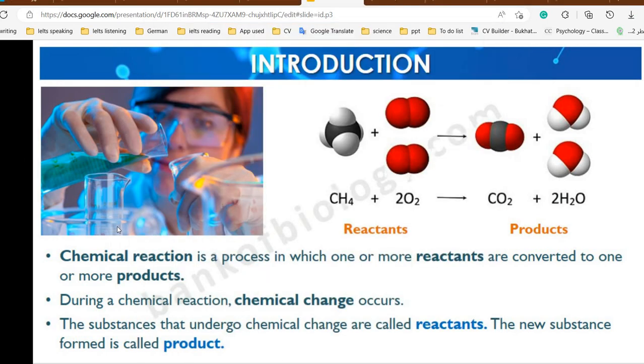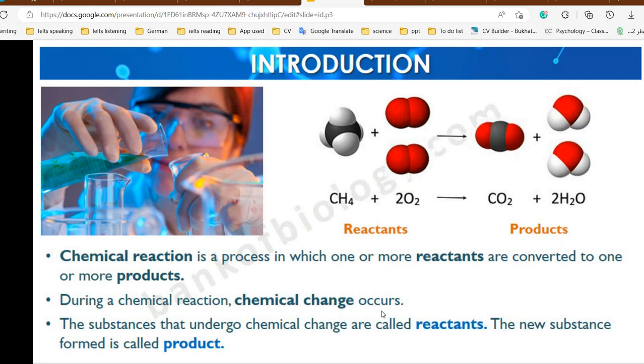So here we have the chemical reaction, a process in which one or more reactants are converted into products. We have CH4 reacting with oxygen to form carbon dioxide and also water. The substances that enter the reaction are called the reactants, and the substances that come out of the reaction are called the products.